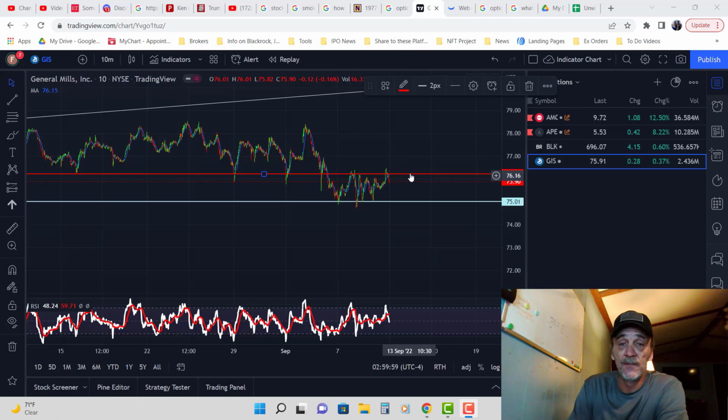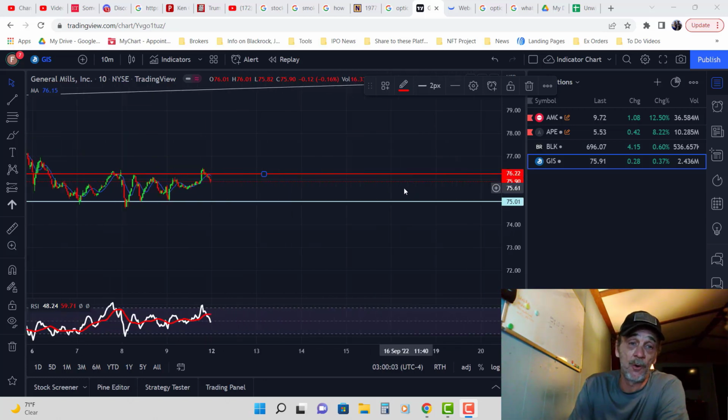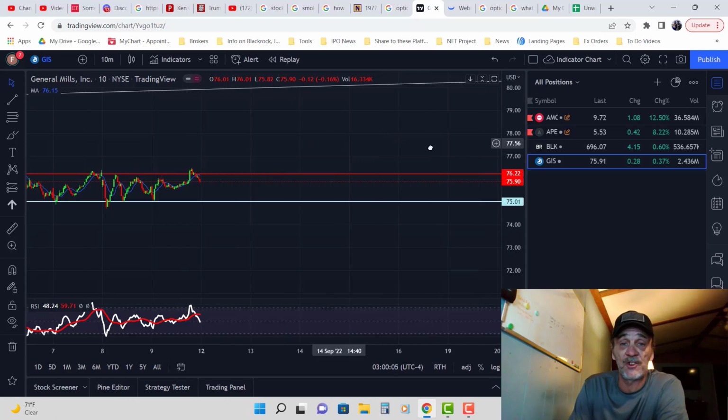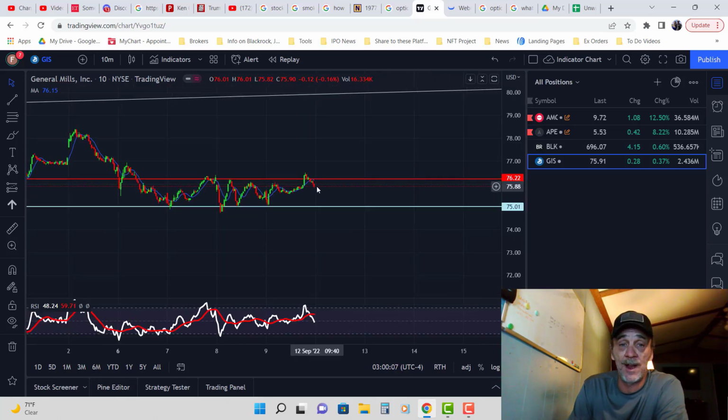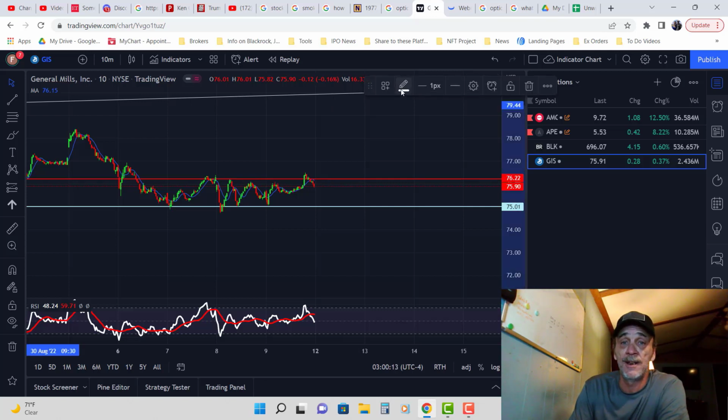This was a high level of resistance or support, depending on where the stock price is at the time. Right now it's under it, so that is a resistance line. This is a resistance line. It should be red.